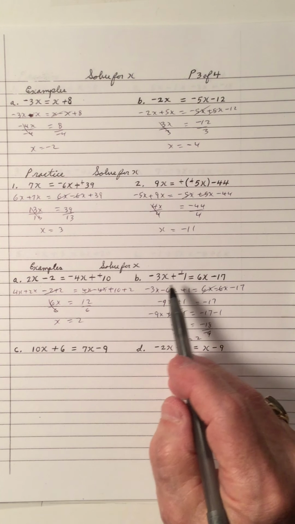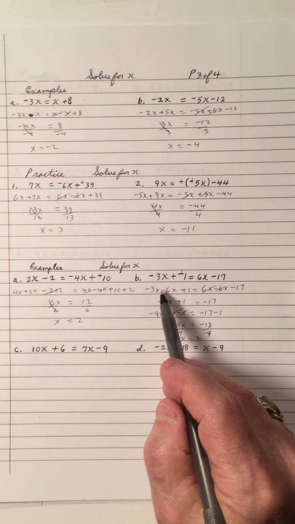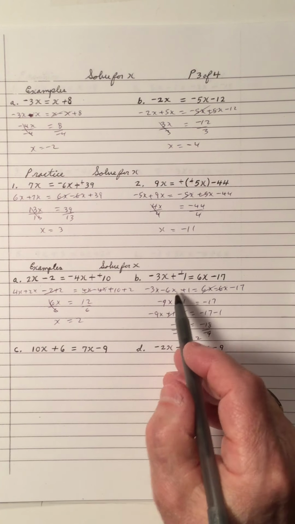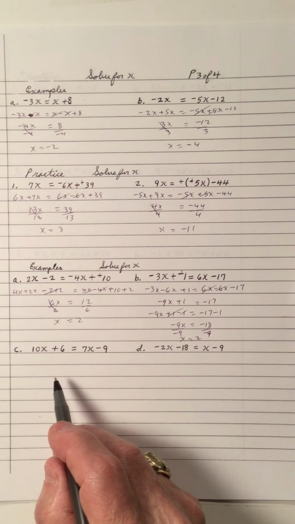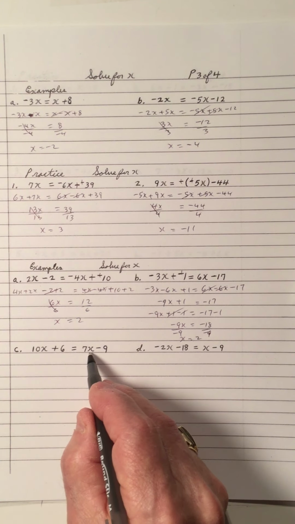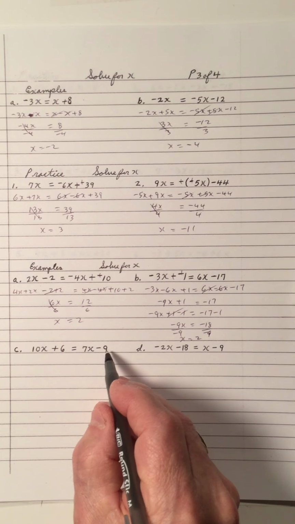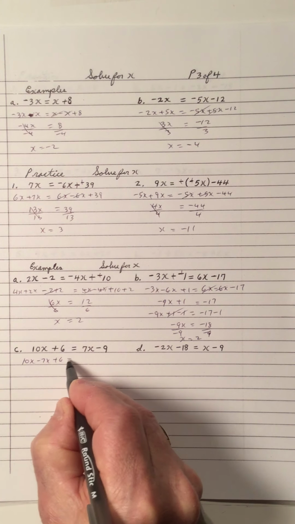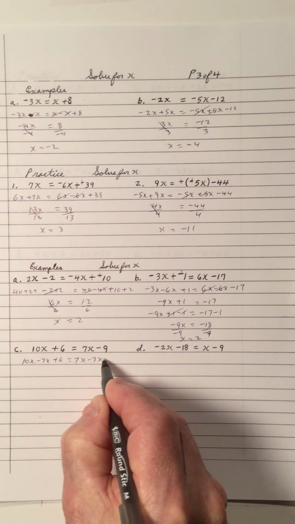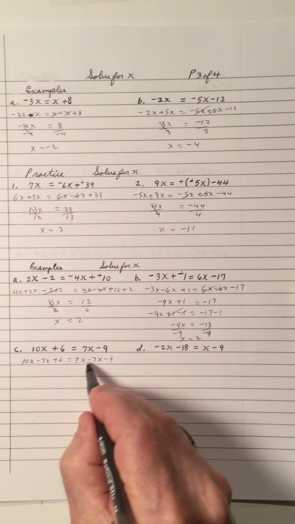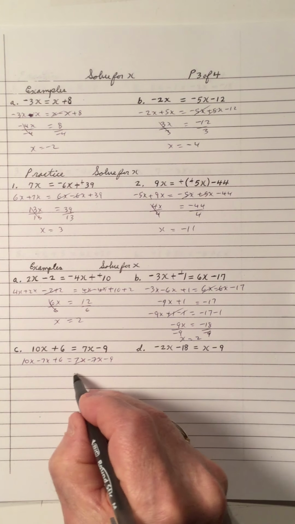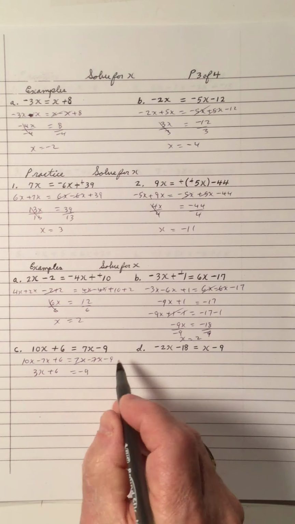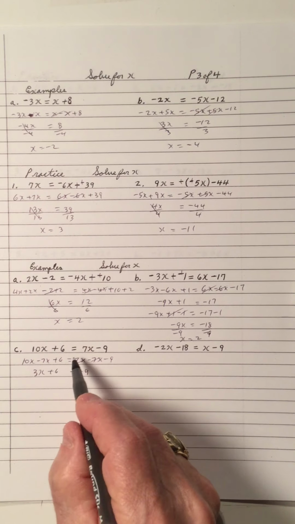And if you find that better, then do the x's first and do the numbers after. Remember, the x's have to go to the left side, so you add on the opposite of the x's. The numbers have to move to the opposite side, so you add on the opposite of the number that's on the left side. So let's move the x first. The x's go on the left, the numbers go on the right. So 10x subtract 7x, and adding on this negative 7x gives you 0 on the right side. And that gives you 3x plus 6.